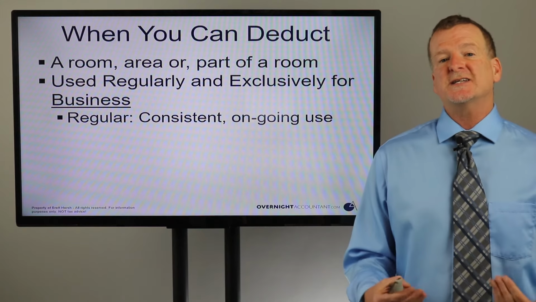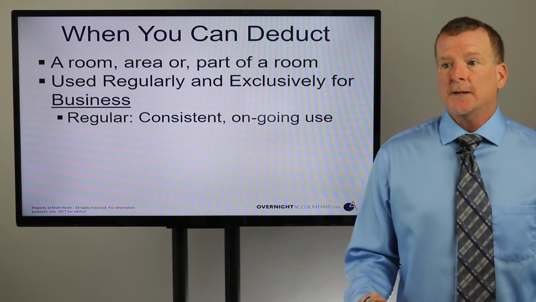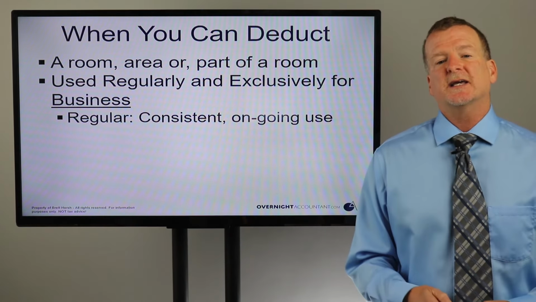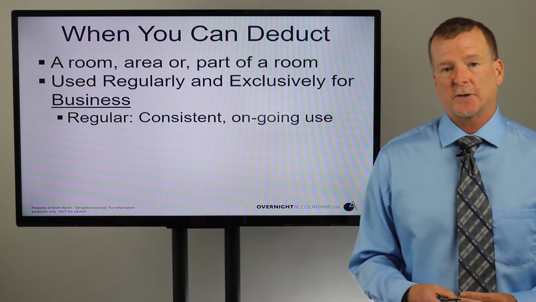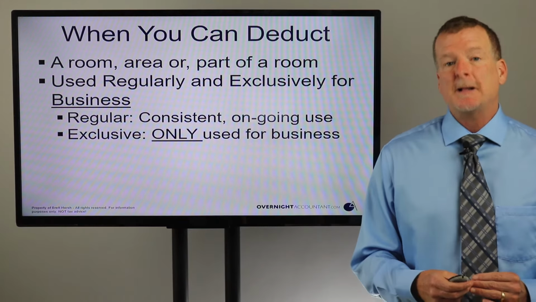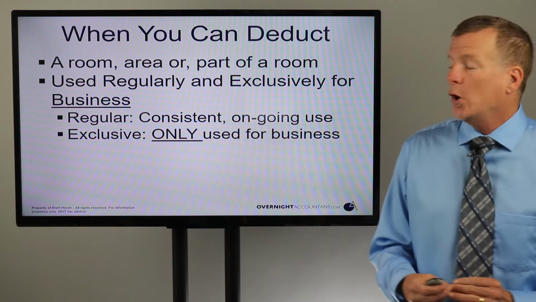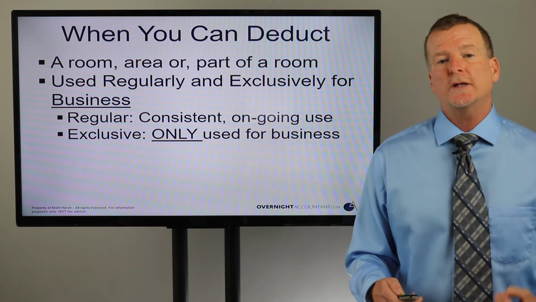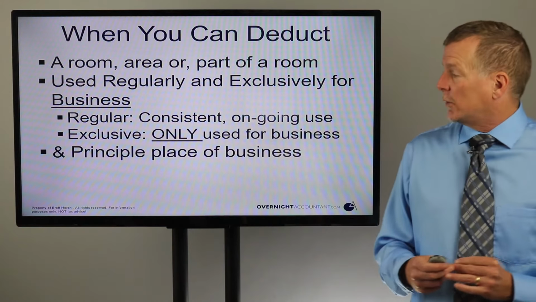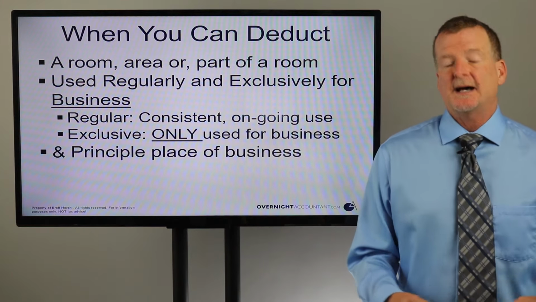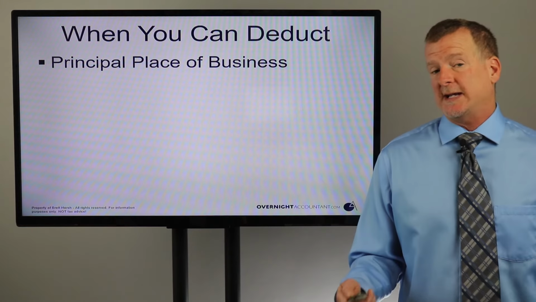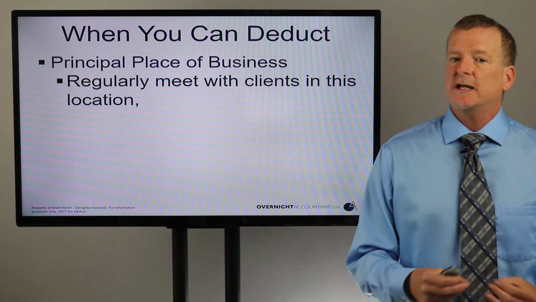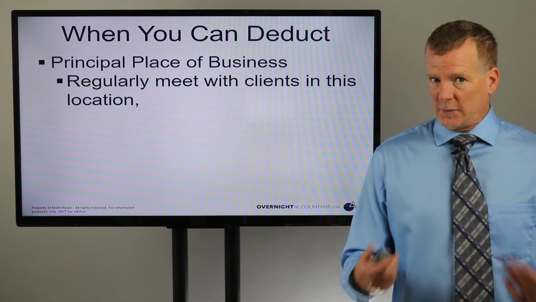Regularly means consistent and ongoing use. Kind of a vague term, but it doesn't mean you use it once a year. You're going to use it once a month, well, several times a month, once a week, consistent and ongoing. It's not just a space you have there that you say it's your home office. You actually have to use the home office. Kicker, however, is you can only use that home office area for business. It has to be exclusive, meaning it's only used for the business. And also, the home office has to be your principal place of business. We're going to go over that here in a second, right now actually. Your principal place of business means your main place of business. It can be a place where you regularly meet with clients at that location in your home office.